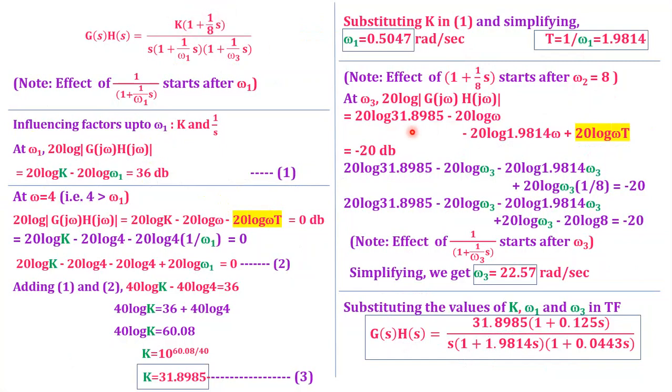Already I have considered the effect of 20 log k minus 20 log omega minus 20 log omega t. Since I have already solved k, instead of 20 log k I have put that value, minus 20 log omega, minus 20 log omega t. T is 1.984, I have put that. In addition to this, what is the contribution of 1 plus st? After the corner frequency I have to have 8, right?